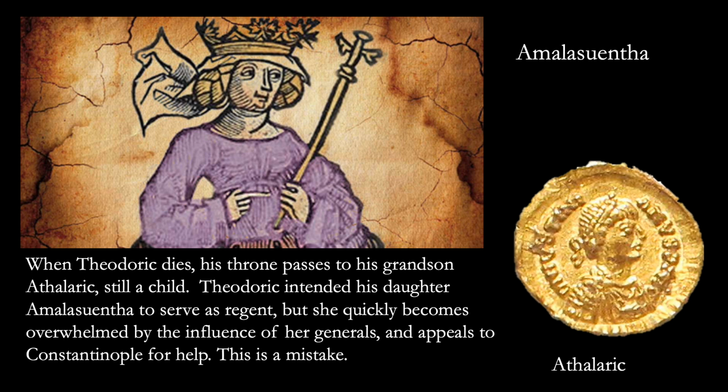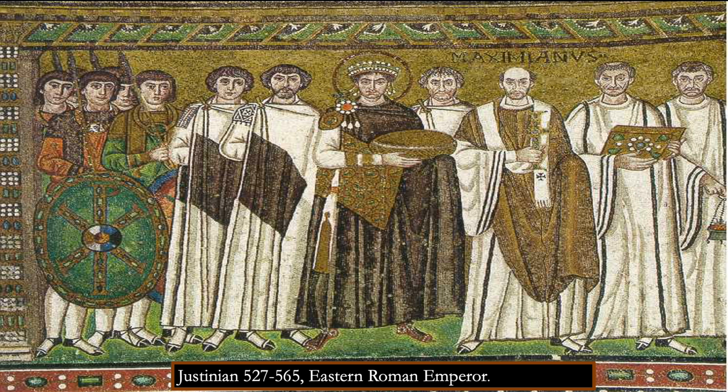In this situation, she's trying to figure out how she can maintain control of the situation. And so with the Senate, someone she can't call on, and with the generals she can't call on, she appeals to Constantinople, the Eastern Roman Emperor. And this is a mistake. Amalasuentha sends a letter to this guy, Justinian, and asks for his help and support.